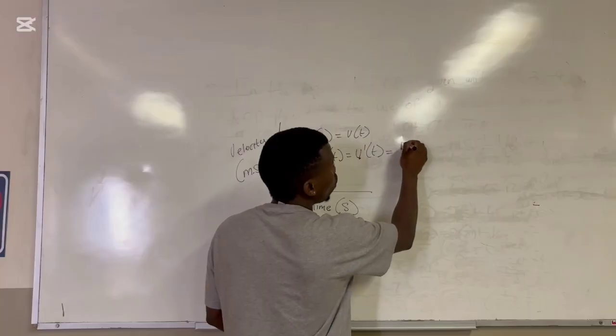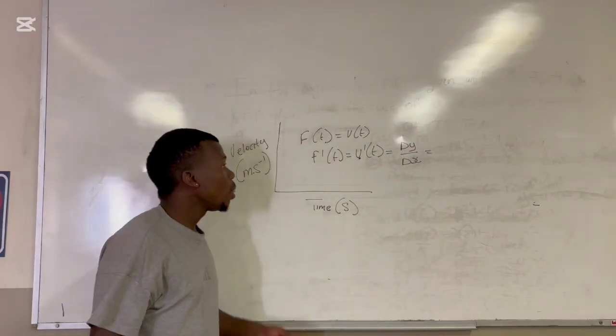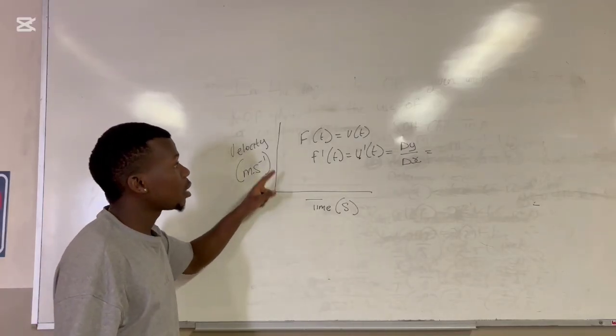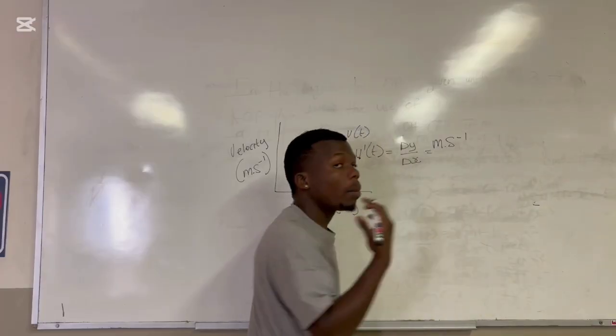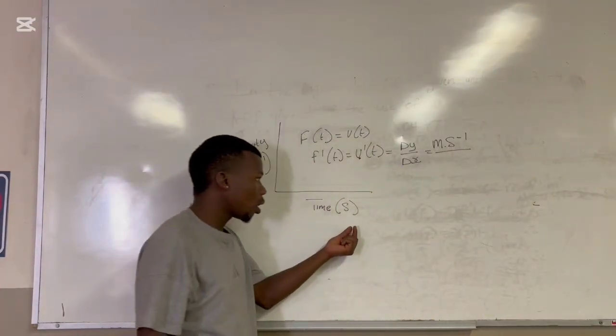The slope is given by change in y divided by change in x. Now, what is change in y? Remember, change in y is velocity and is measured by meters per second. In other words, here I'm going to have m multiplied by s to the power of negative 1, divided by what?